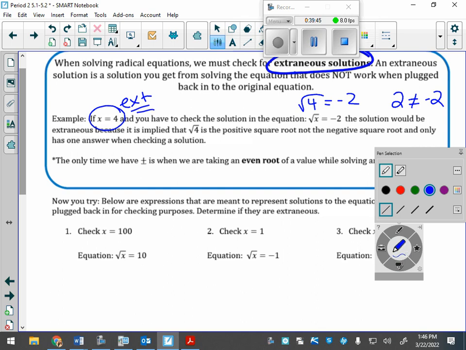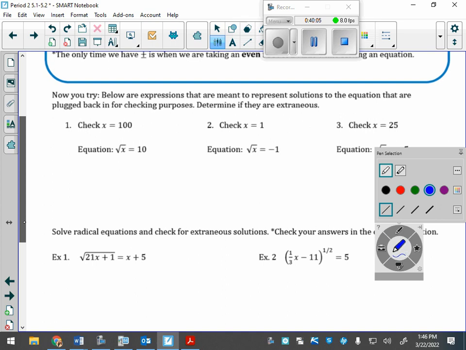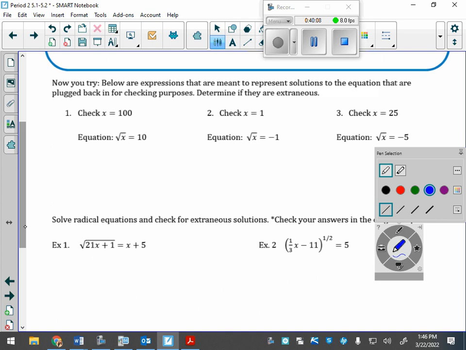Okay? So when you're plugging it into one side of the equation, you're taking the positive square root of it. Okay? That's an important piece. You only use plus or minus when you're taking the even root of both sides. Okay? It's very important. People mess that up all the time. Okay? So for example, if I want to check x equals 100, that's one of my solutions, and this is the equation. Well, I plug it into the original. What is the square root of 100? 10.